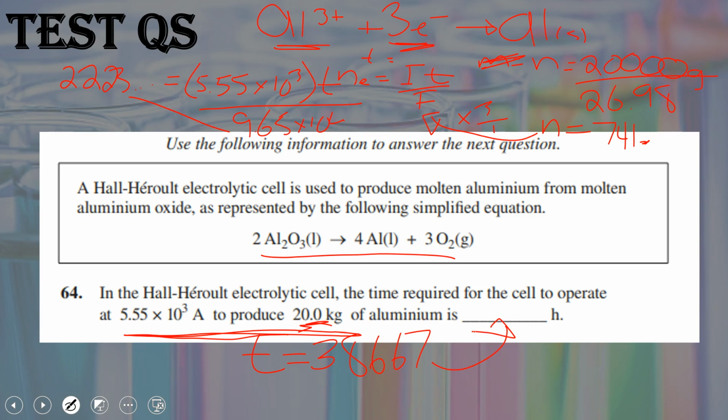Why? Right, this wants it in hours, so I have to divide that by 60. That gets me to what? Minutes. Divide that by 60 again, that gets me to hours. And so this would be 10.7 hours.